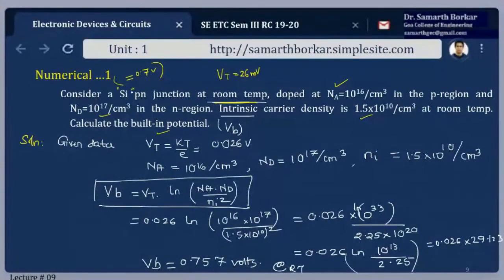From theoretical background, we know that the value of VB for silicon is 0.7 volt, and with the given data we can validate that the built-in potential for silicon is 0.757 volts at room temperature. I hope this is clear. Nowhere in this expression is the biasing appearing, meaning the voltage applied across the terminals. So the barrier potential is independent of the applied external voltages.